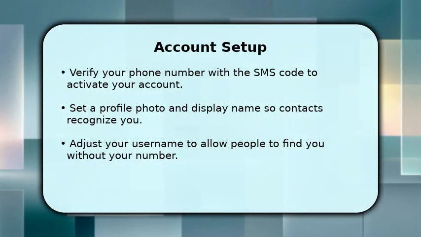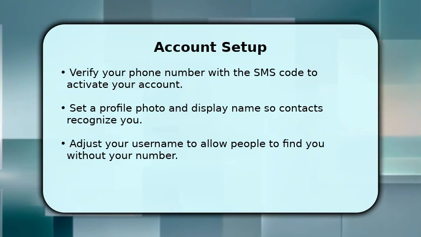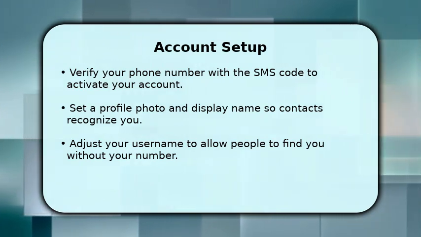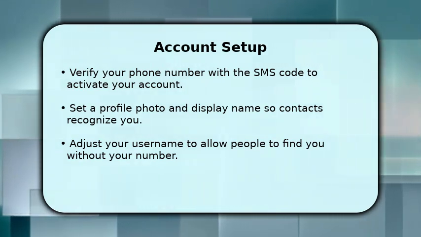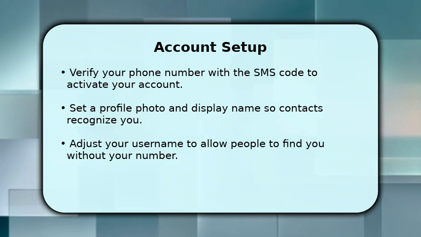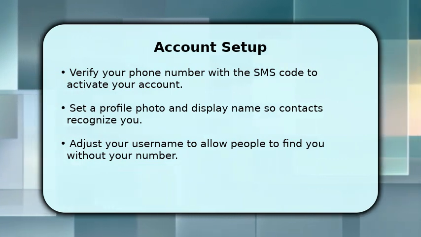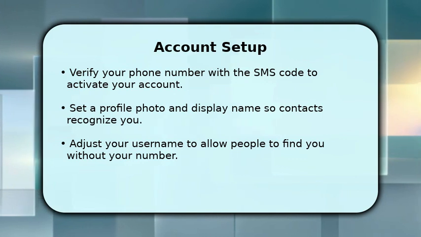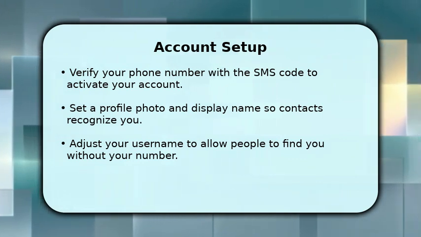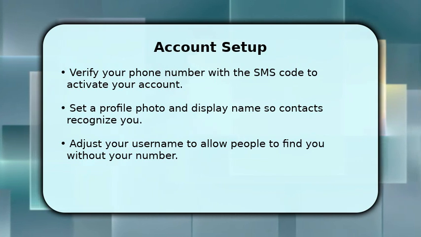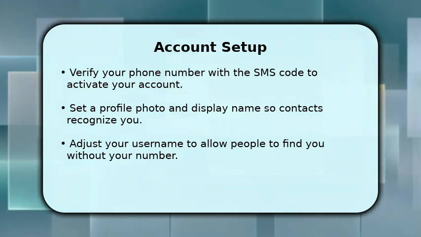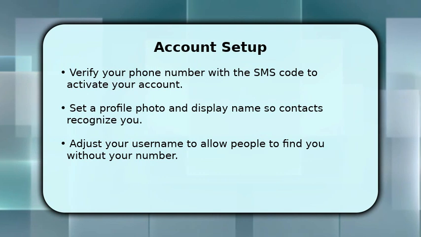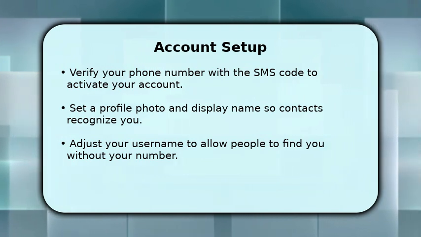Creating a friendly profile helps others recognize you and keeps your account secure. After verification, choose a clear profile photo and a display name you like. Add a username so people can message you without your number, and pick a privacy level for who can find you. Explore settings to set a bio and delete or export data if needed. I will show how these choices affect chats and privacy in simple steps.